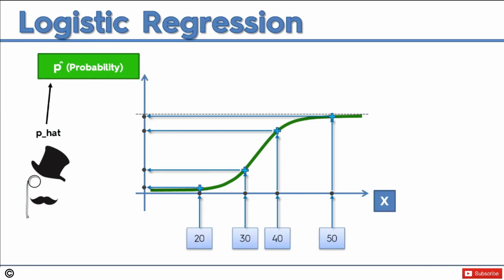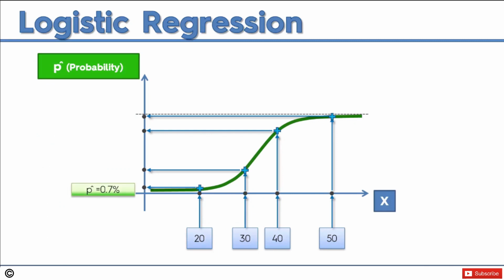The person who's 20 years old, the probability of taking up this offer is very low, perhaps 0.7%, so less than 1% to take up this offer. The person who's 30 years old, the probability is higher. It's about 23% to take up this offer. The person who's 40 years old, their probability to take up this offer is 85% according to this model. And the person who's 50 years old, their probability is 99.4%.